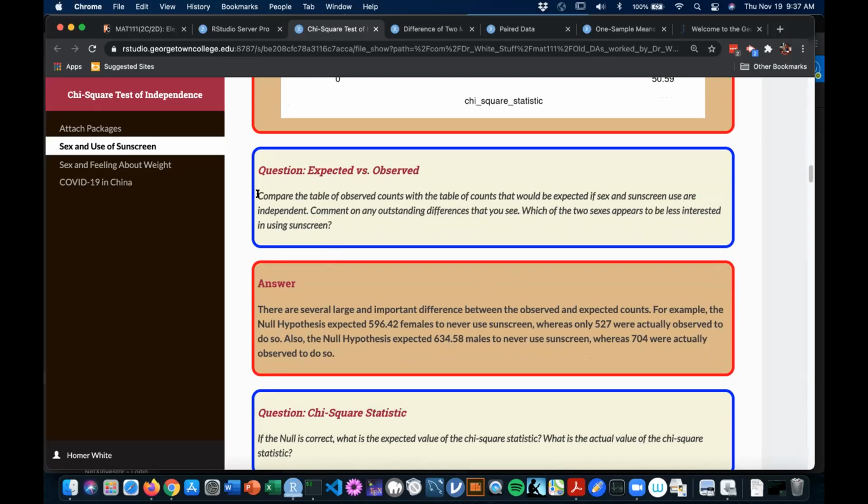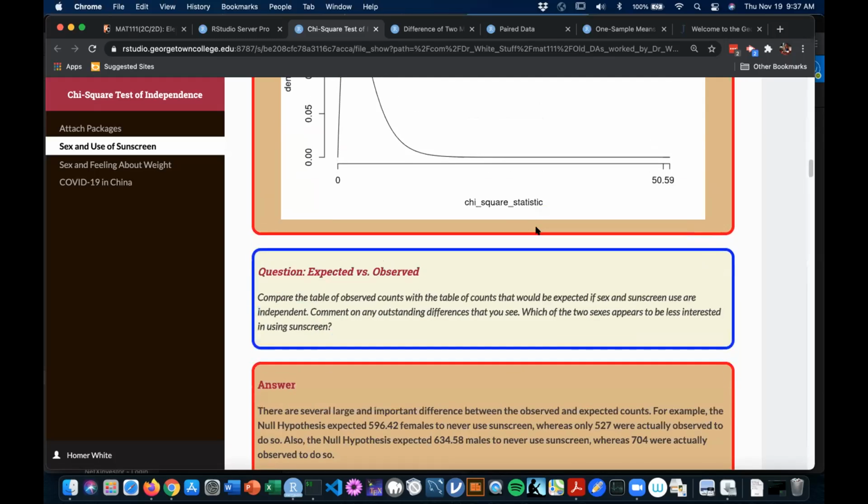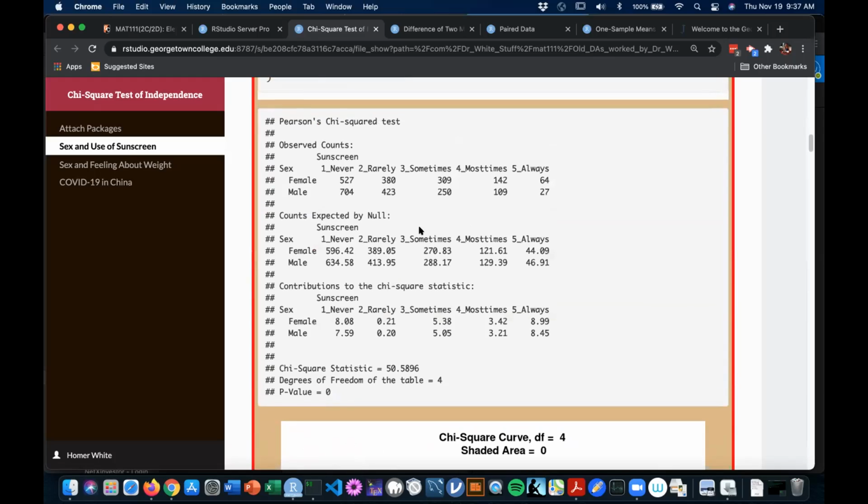So it says, compare the table of observed counts with the table of counts that would be expected if the two variables are independent. Comment on any outstanding differences you see. And then there's that second question. So when you do the comparison, you look for big differences, differences that look like they're striking. So like the 527 versus the 596, that looks like a big difference. The 380 versus the 389 does not look like that big a difference.